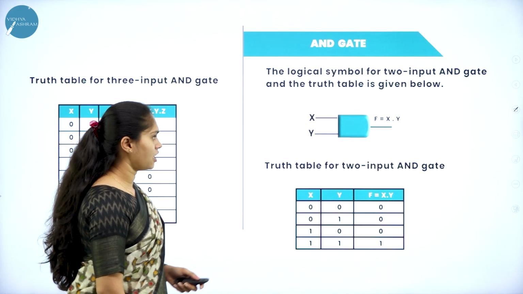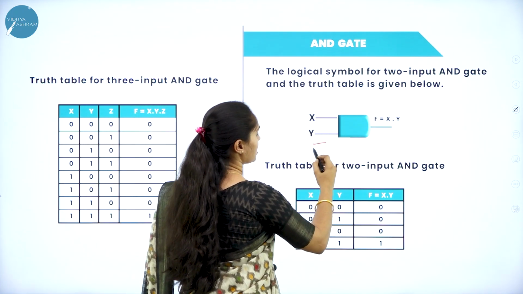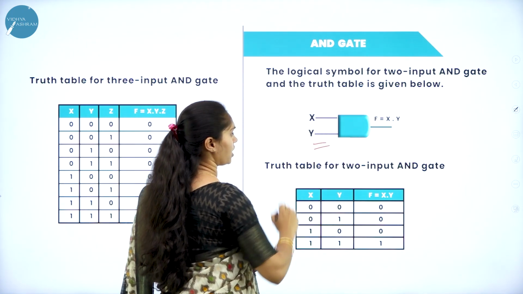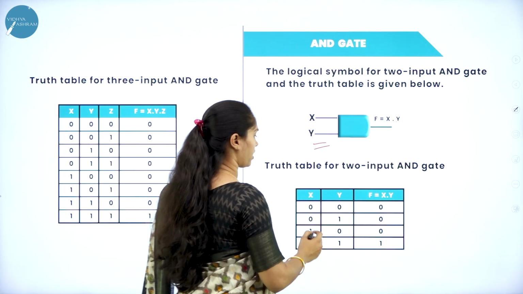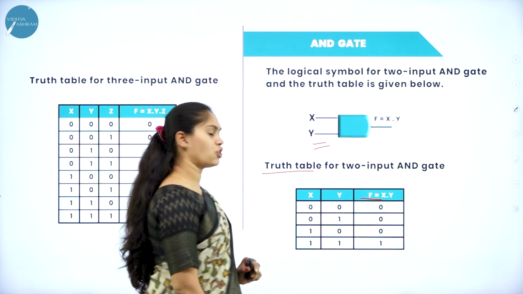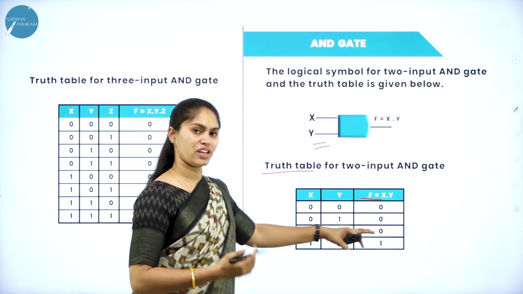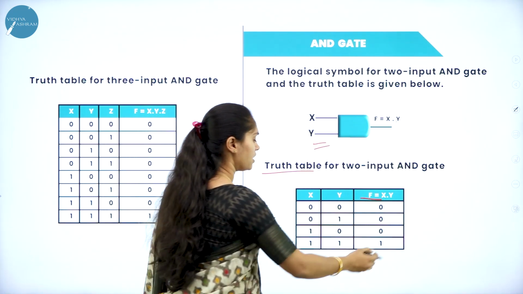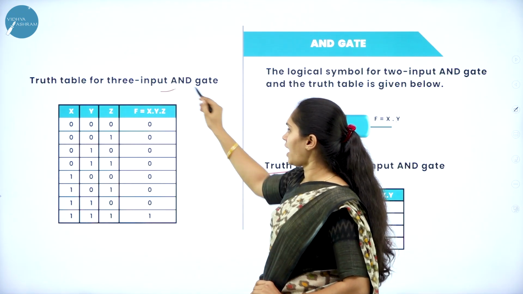So we'll see the logical symbol. For this 2 input AND gate, the logical symbol will be like this. It takes 2 inputs, X and Y. The output will be X dot Y. Then how do we write the truth table? X and Y, and we have X dot Y. If any one of the input signals is low, then the output will be low. If all the input signals are high, then only the output will be high. The same thing applies to this 3 input AND gate.